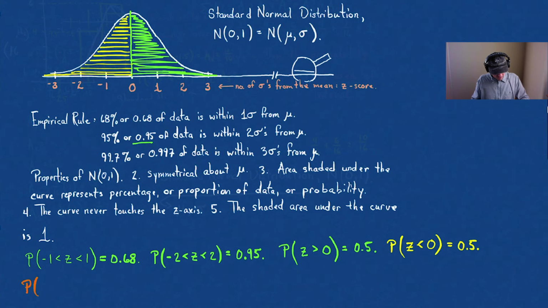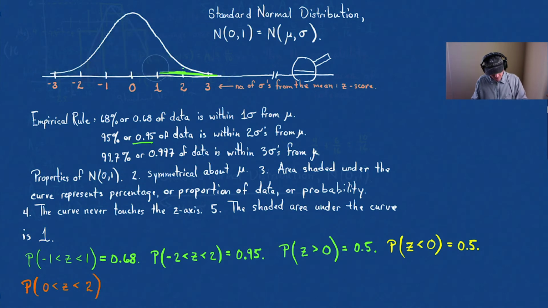Let's try the probability that z is greater than 0 but less than 2. Okay, let's try that. So here's what we get: z greater than 0 but less than 2, and this is in orange. So here's 0, here's 2, so it's this region right here. Okay, well, this is a little bit more interesting. It's definitely not a half because I stopped the shading, unlike in the previous two.